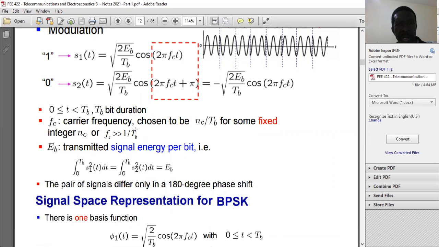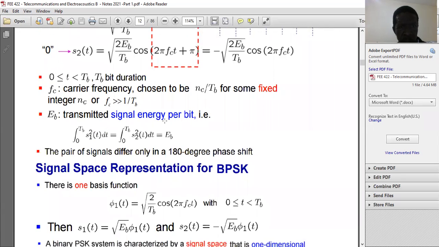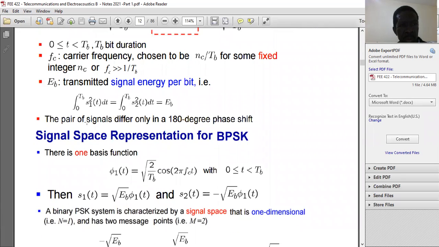The reason is that when you're trying to get the correlation coefficient, as we said earlier, the correlation coefficient would have 2 terms. You want to be able to retain one and ignore the other. And if you have the carrier frequency as an integer multiple of 1 over TB, or FC much larger than 1 over TB, then you'll be able to have only one term. So you can also say that in binary phase shift keying, the pair of signals differ in phase by 180 degrees.